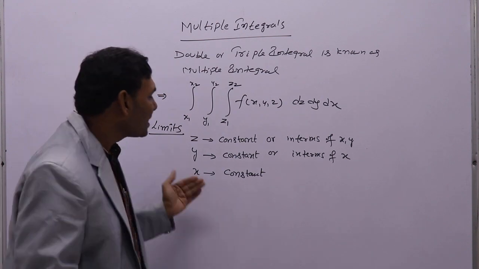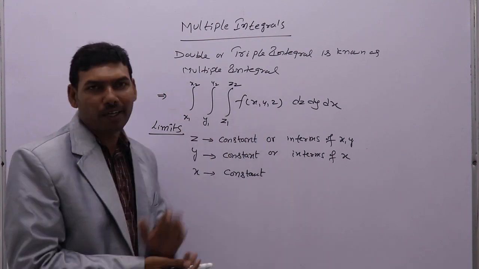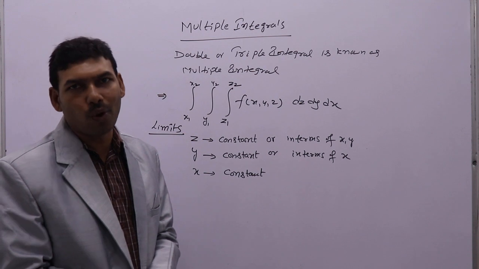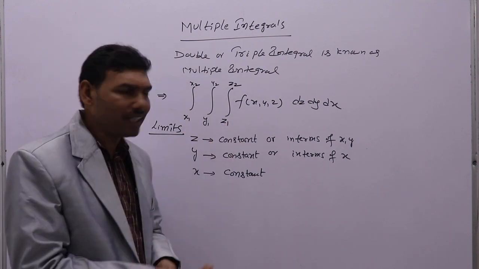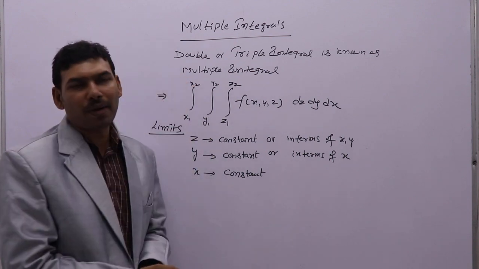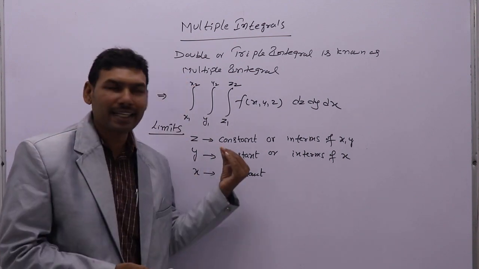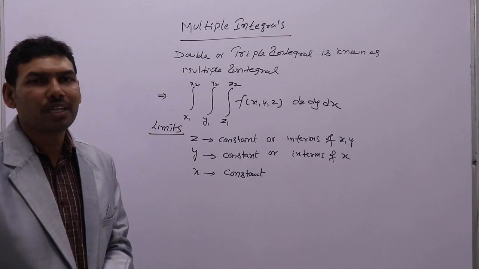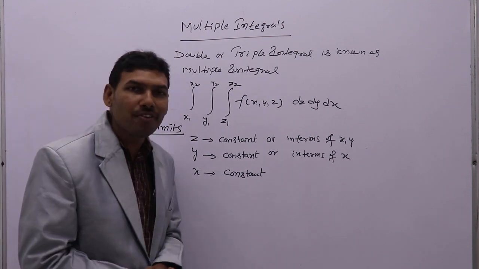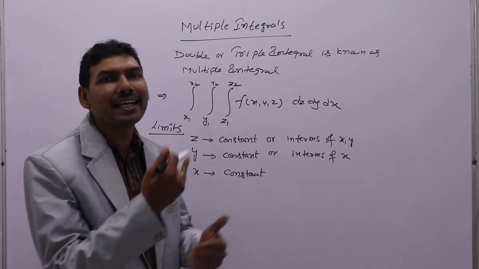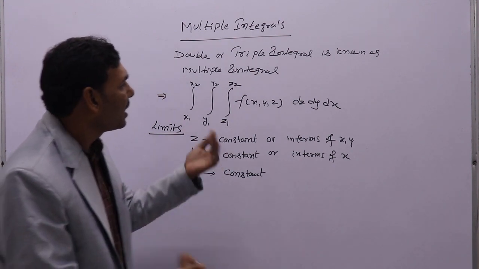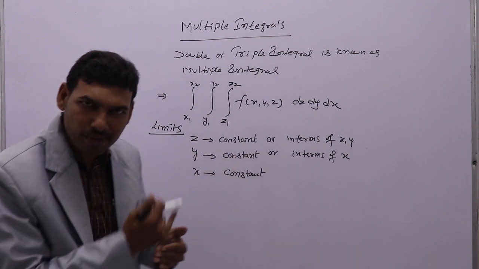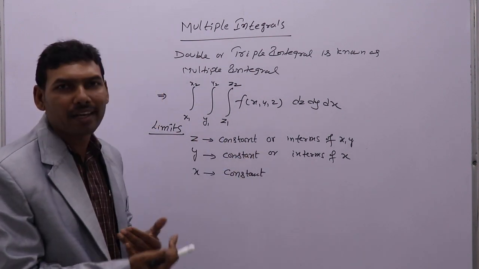Then you can easily integrate that with respect to x, because only x terms are left over. Now integrate with respect to x. After integration, substitute the upper limit and lower limit. You will get the triple integral value. Actually, the triple integral is evaluated by repeated integration. Repeated integration means integrating repeatedly, first with respect to z, next with respect to y, next with respect to x.